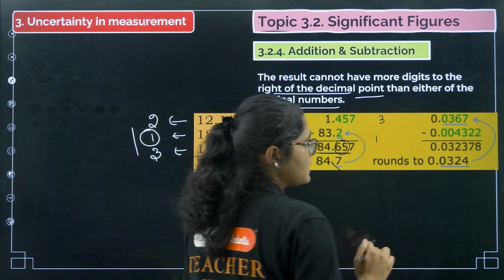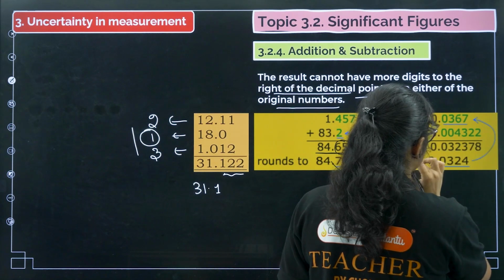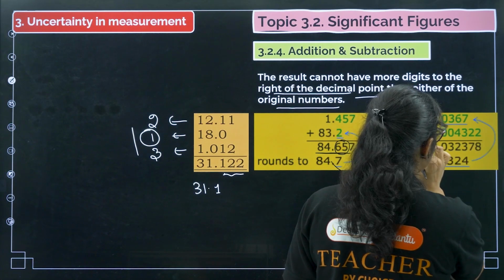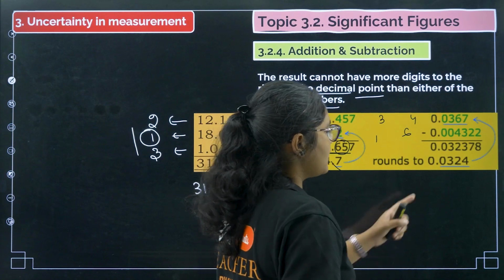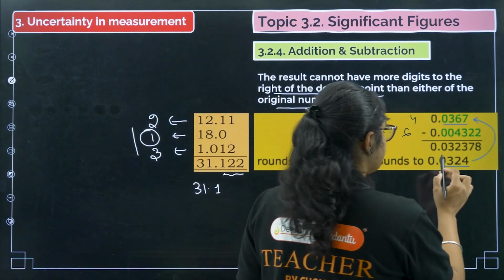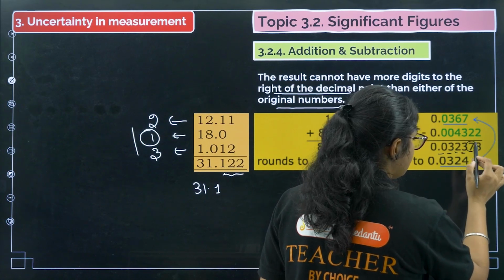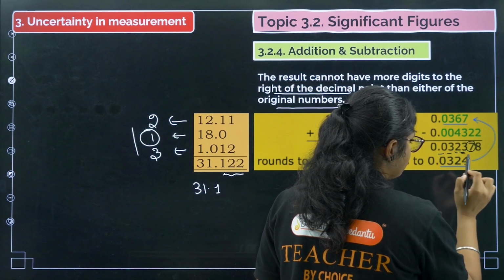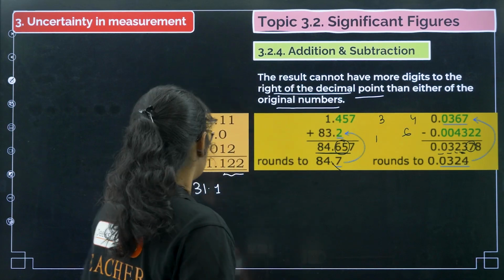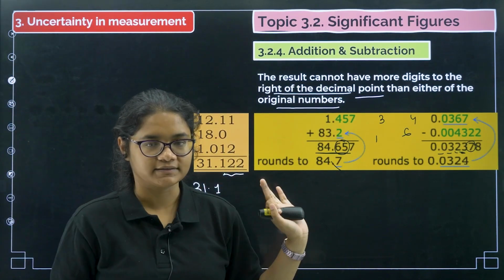Now, if you add these two numbers, here after the decimal we have 4 digits and here after the decimal we have 6 digits. So the final answer should also have only 4 digits after the decimal. So we have 1, 2, 3, and the 4th digit is this one, and this is 7. So this number is rounded off to 4. Now what is the rule for rounding off? I have a separate slide for that, but we will discuss it now.